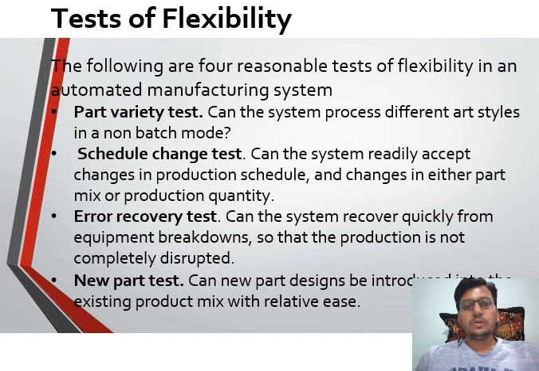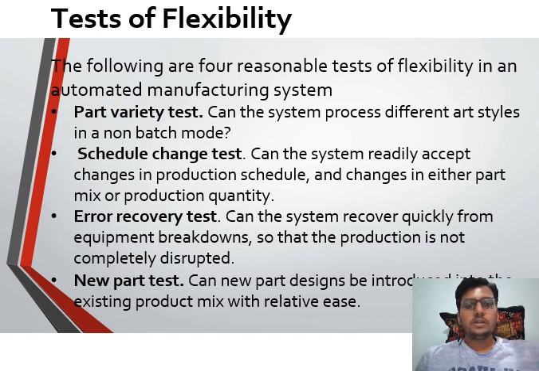Second is the schedule changeover test. If we have changes in the production schedule, or a change in either the part or the production quantity, we need to see whether those changes could be taken by our automated system or not. Third test is the error recovery test. If we have certain equipment breakdowns or some kind of emergencies, we need to see whether they could be handled by our automated manufacturing system or not.